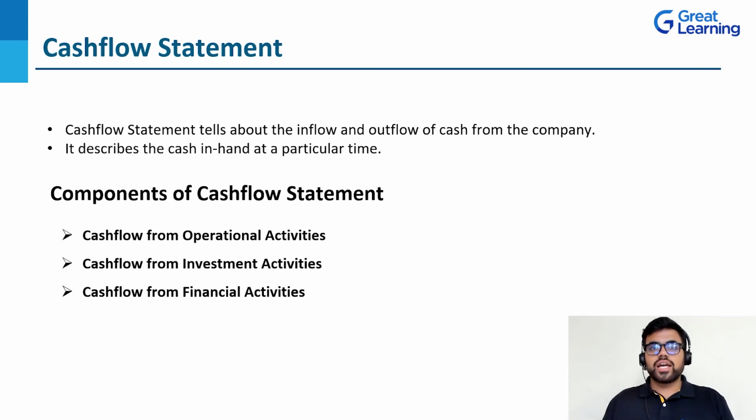So it gives us an idea how much cash the company possesses in hand at a particular time. The main components, or the main headers, in a cash flow statement are three of them. The first one is cash flow from operational activities. The second is cash flow from investment activities. And the third is cash flow from financial activities. Now let's look at what cash flow from operational activities means.